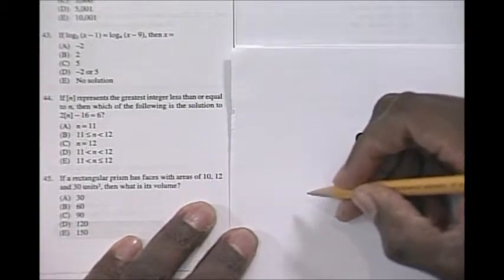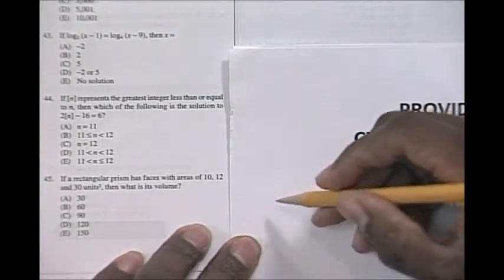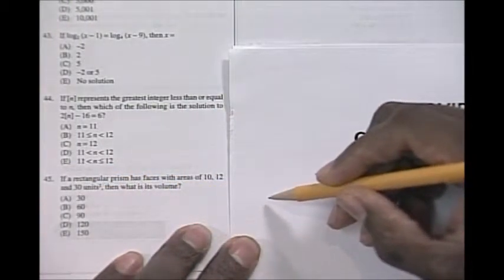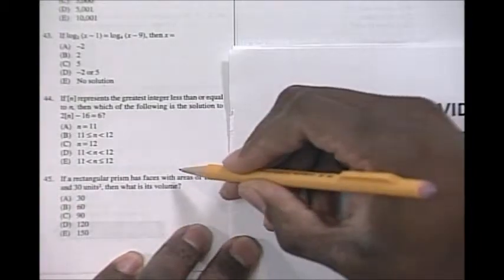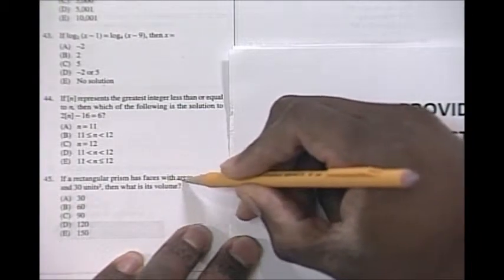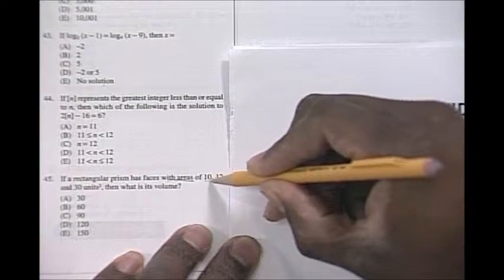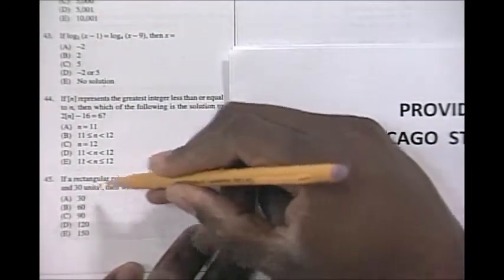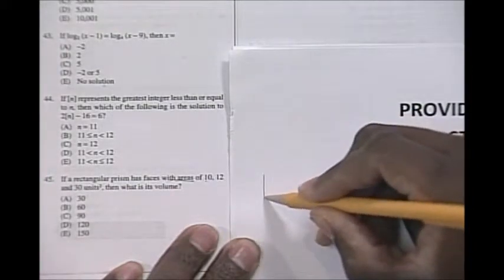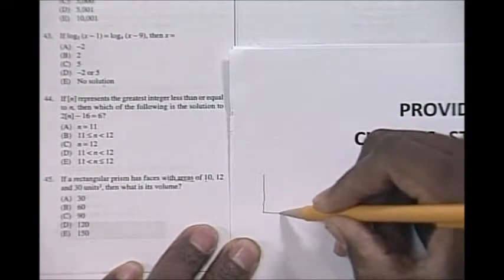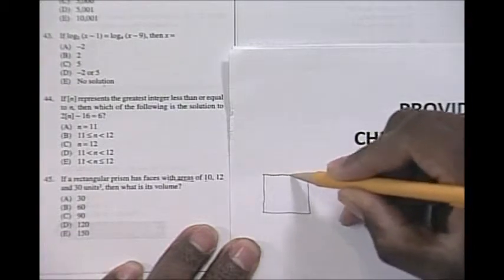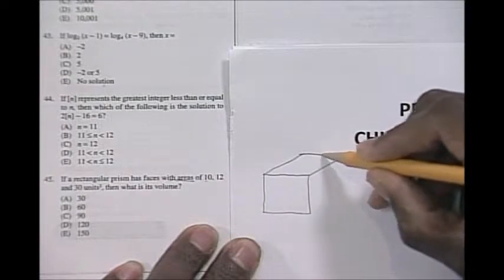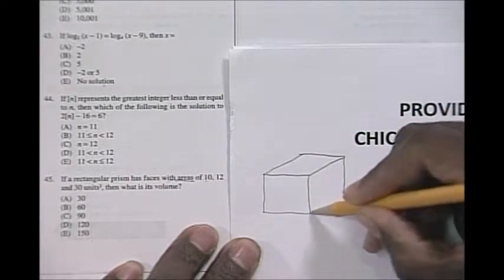All right, so the thing that I'd like to really emphasize here is a rectangular prism. That is a three-dimensional object. And then it says it has areas of 10, 12, and 30 units squared. Area is always square units. So what I'd recommend here is maybe drawing what the shape could possibly look like. You're working with a rectangular prism, a three-dimensional box, if you will.